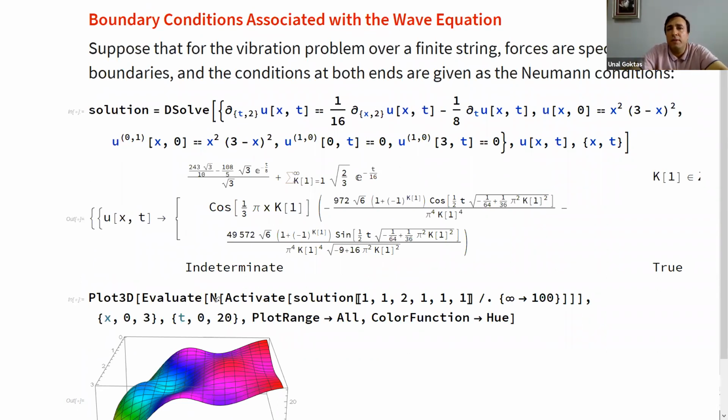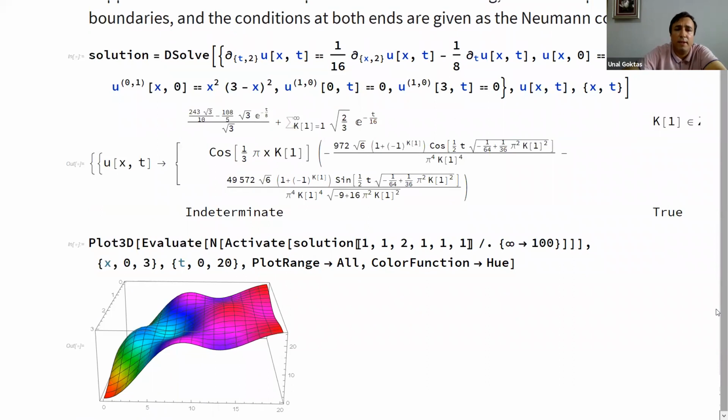So suppose we have a vibration problem and there are forces acting on the system, and the boundary conditions are given as Neumann condition. Okay, the solution is found as this one, and if you set infinity to 100 and then plot it, the plot will be looking like this over here.